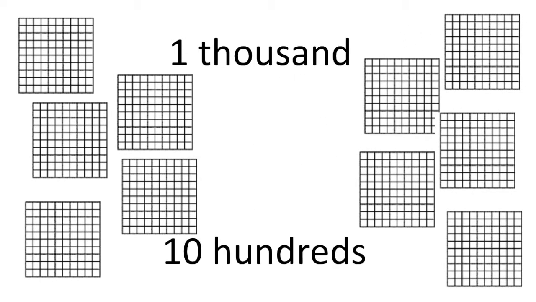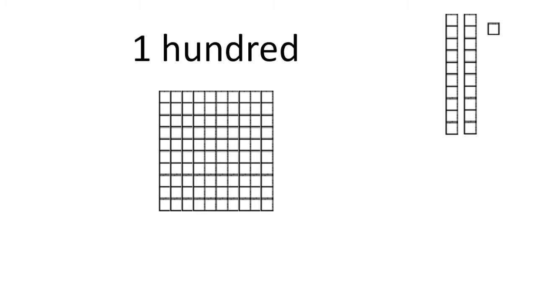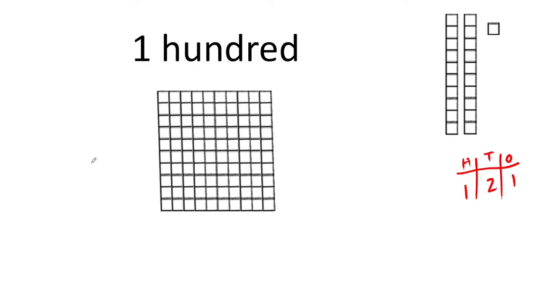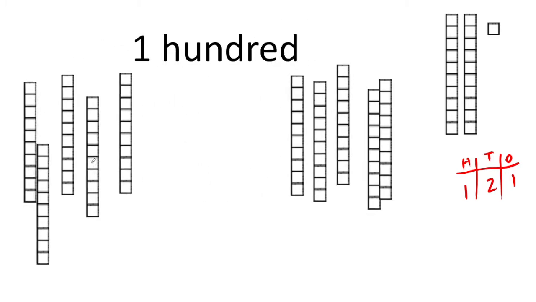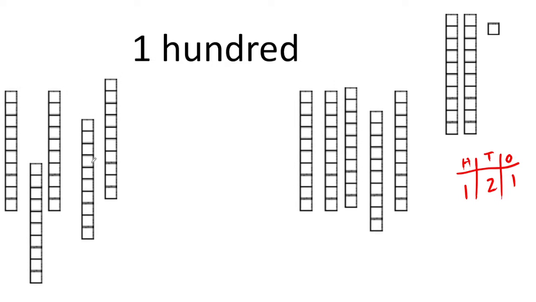hundreds, great job. So now imagine that we didn't just have 100 by itself. I'm going to put it in a place value chart just to show us what it looks like. 1 hundred, 2 tens, 1 one. 121. When I break up that 100 this time, now I don't just have 10 tens.